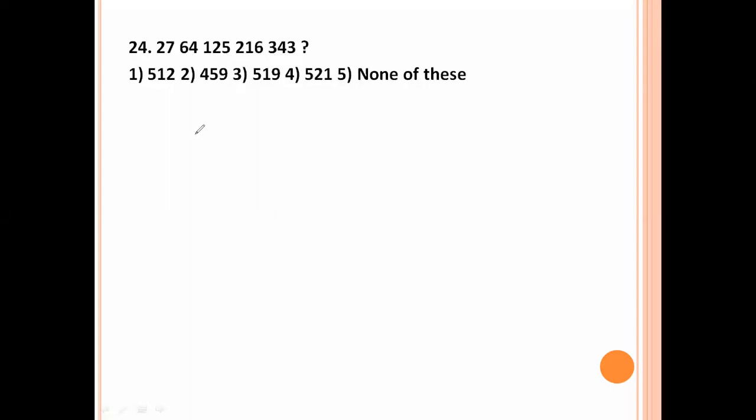Next question. 27, 64, 125, 216, 343. Observe that all these are cubes. 3 cube, 4 cube, 5 cube, 6 cube, 7 cube, 8 cube. 8 cube value is 512. Option number 1 is the right answer.